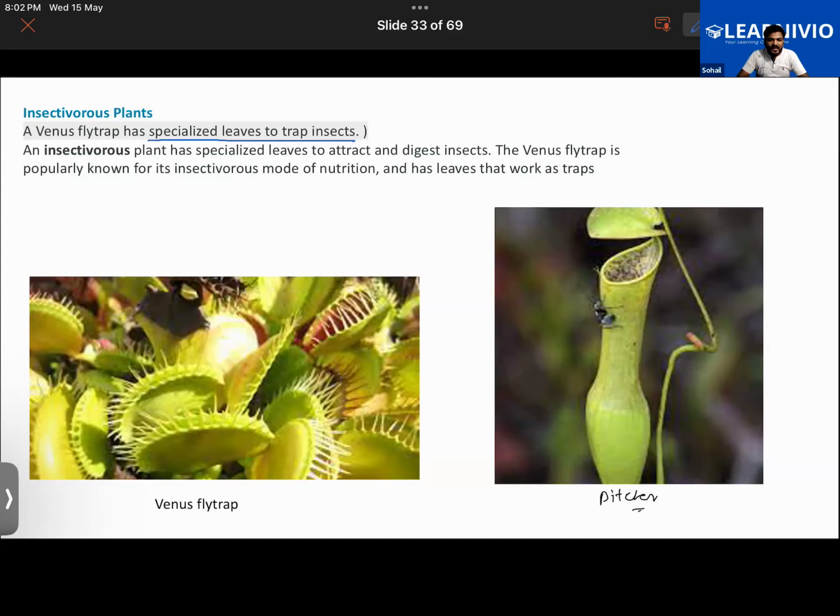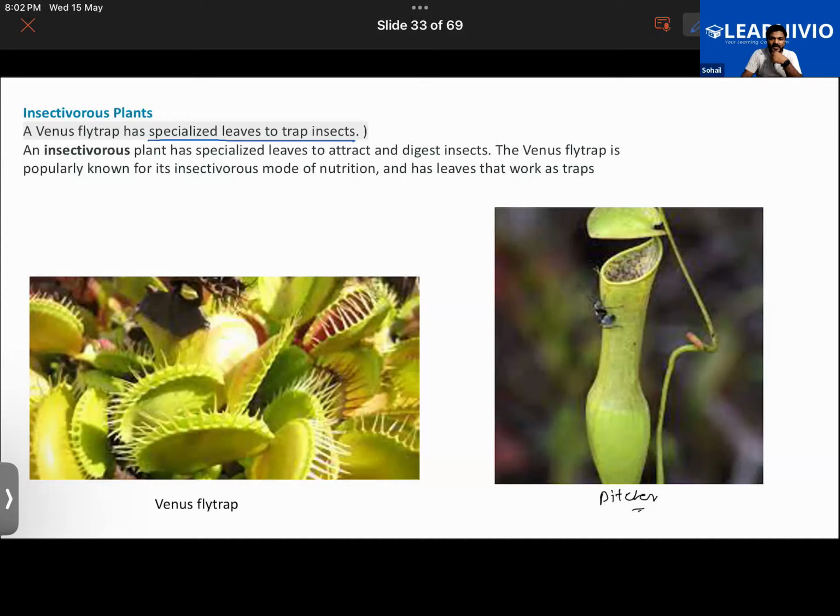A Venus flytrap can take around 3 to 5 days to digest organisms, and it can survive months without eating anything. So just one or two insects would be sufficient for it for a long period of time. Hope it is clear to everyone.